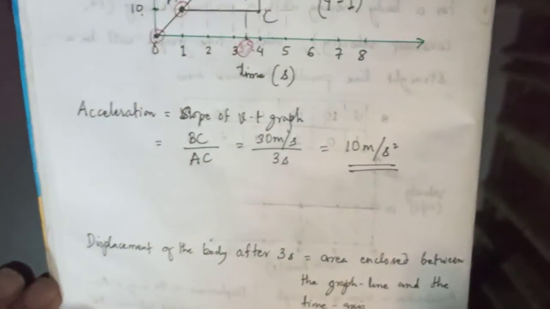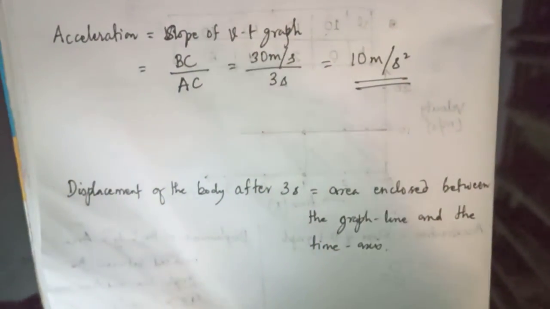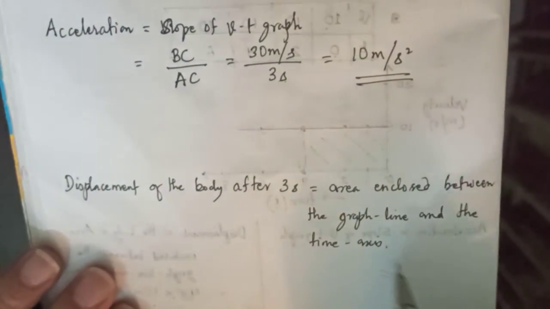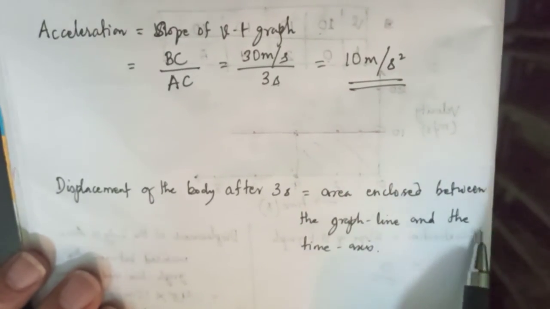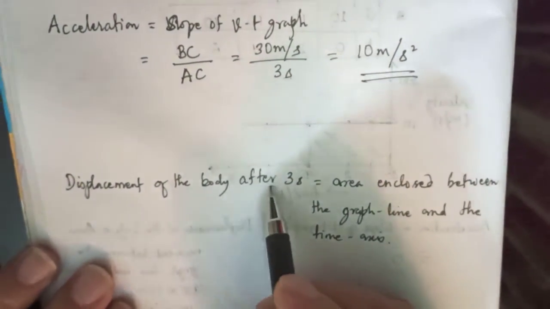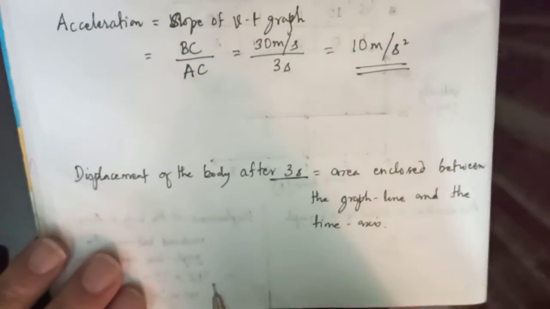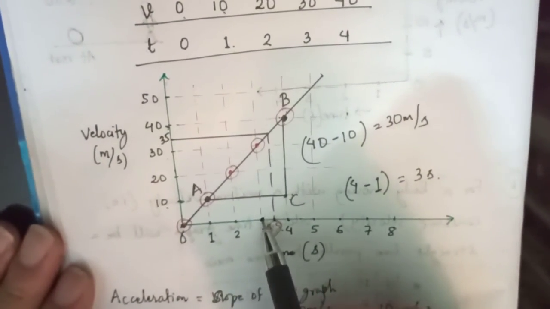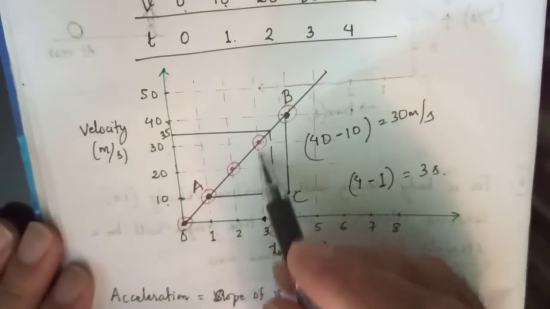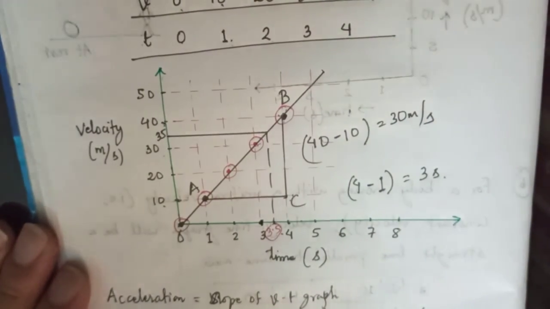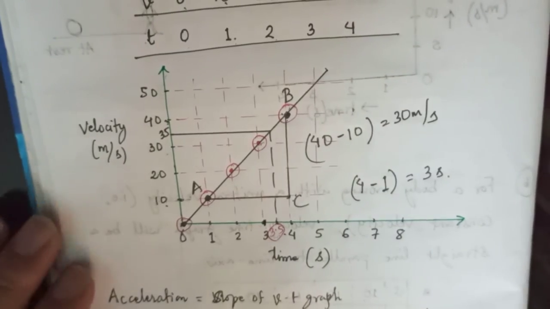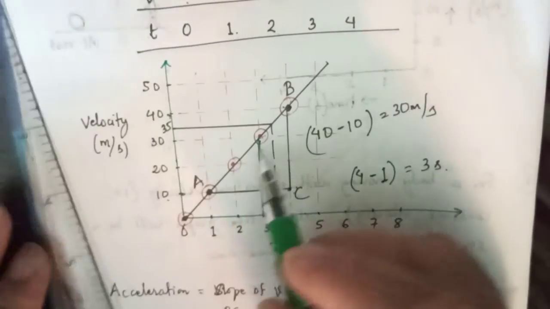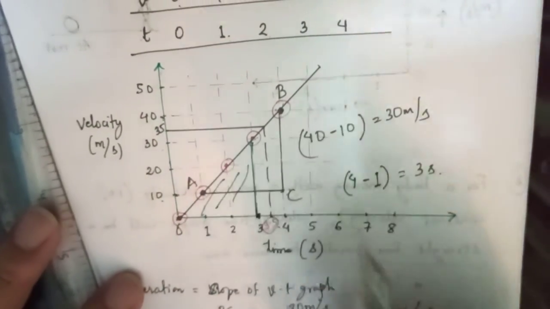We can also calculate the displacement of the body after a certain instant of time using the velocity time graph. As you know, the displacement is given by the area enclosed between the graph line and the time axis. We are trying to calculate the displacement of the body after 3 seconds. In the graph, this is point 3, this is 3 seconds, so we will calculate this area enclosed between the VT graph line and the time axis.